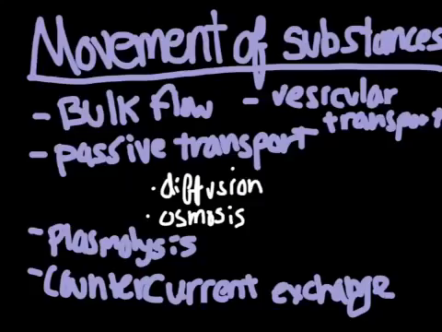There are numerous terms that are used to describe the movement of substances between cells and into and out of the cell, and these terms differ in the following respects. They move across the selectively permeable membrane. It could be water or the solute, and the movement of substances may occur from higher to lower concentrations. And there are different types, such as bulk flow, passive transport, such as diffusion and osmosis, plasmolysis, countercurrent exchange, and vesicular transport.